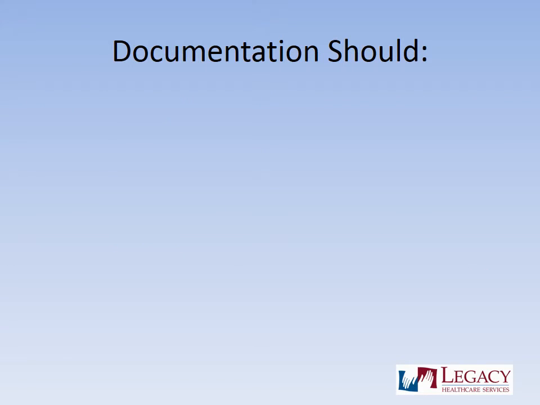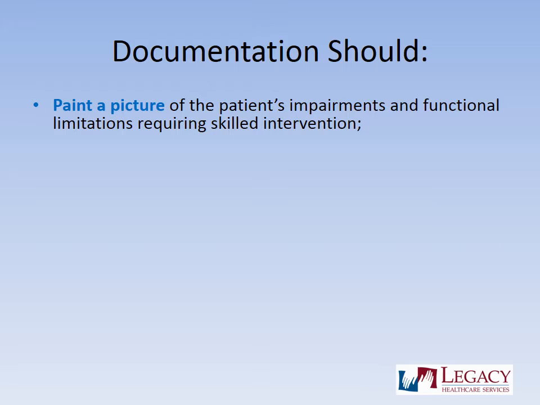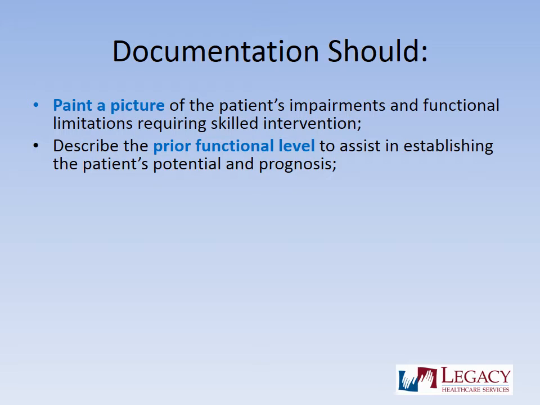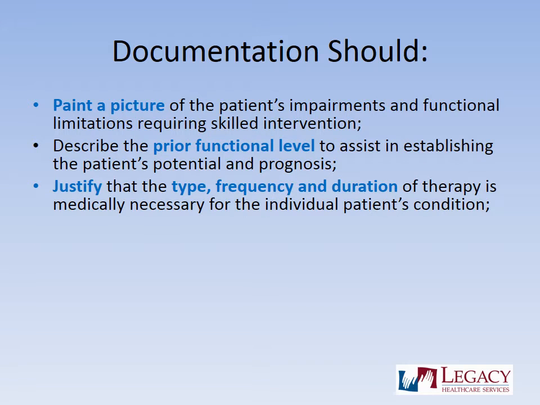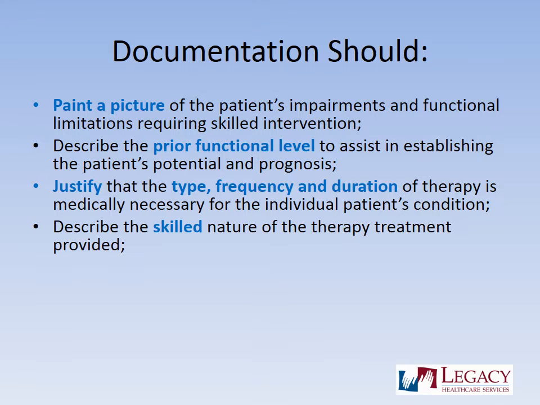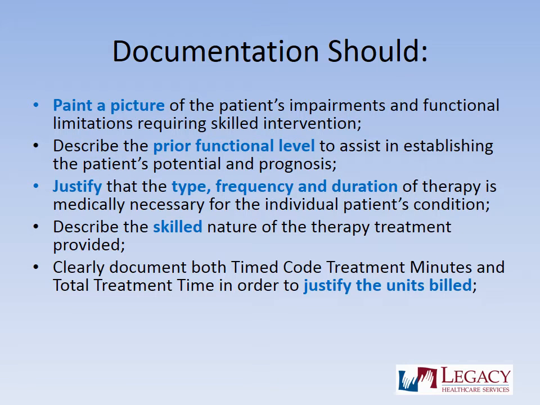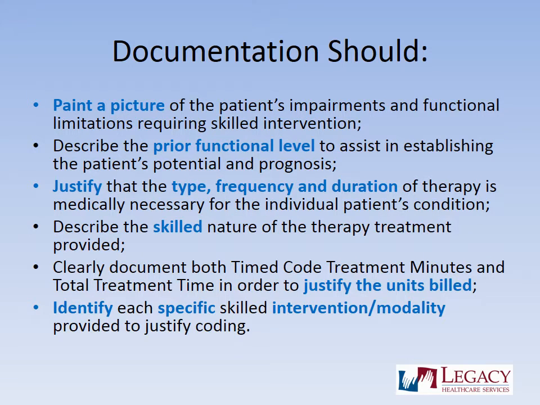Medicare guidelines for documentation ask us for these elements. The therapy record as a whole should paint a picture of the patient's impairments and function. It should compare prior level of function in establishing potential and prognosis for change. It should offer justification for the type of treatment, the frequency of treatments, and the duration of the therapy episode. The record should reflect skilled services. Daily notes should support the time of treatment and the codes billed, and should clearly identify each specific intervention. We're going to look closely at each of these elements using examples that illustrate good documentation.